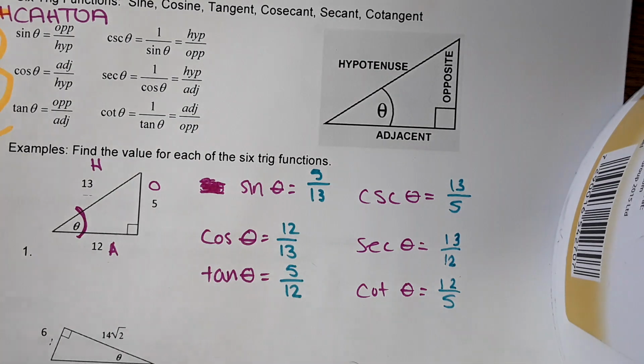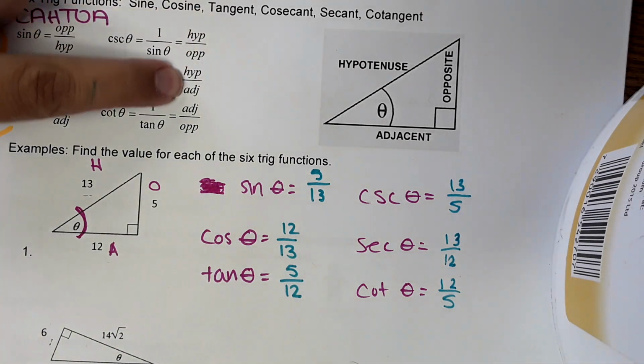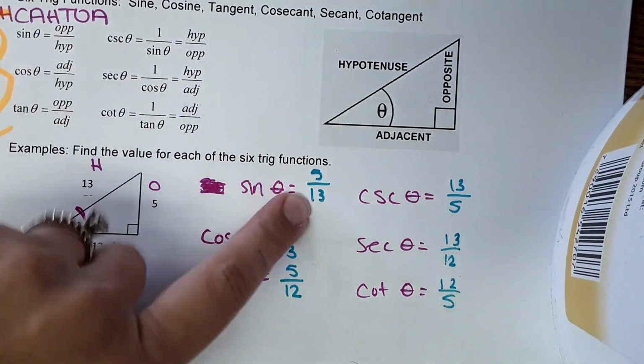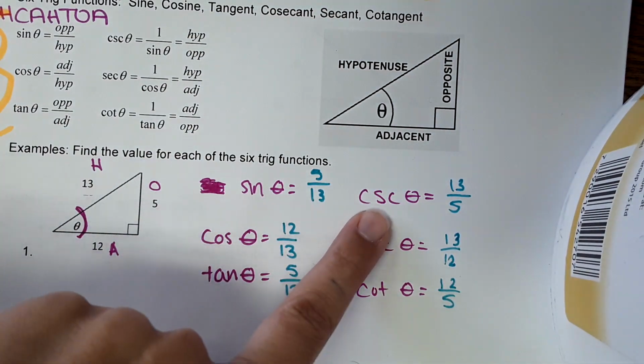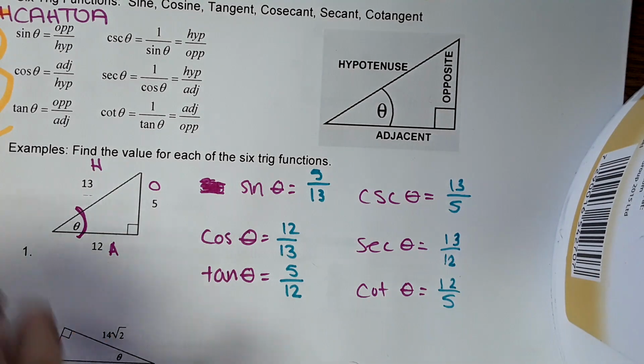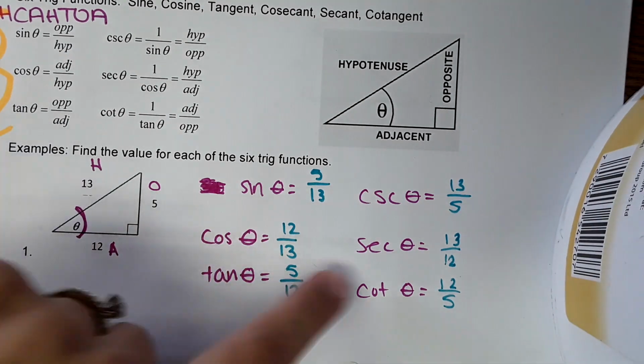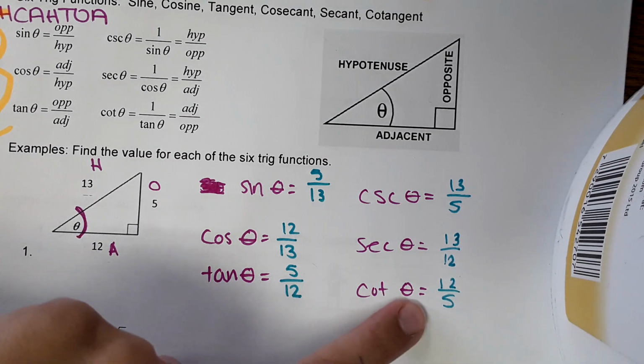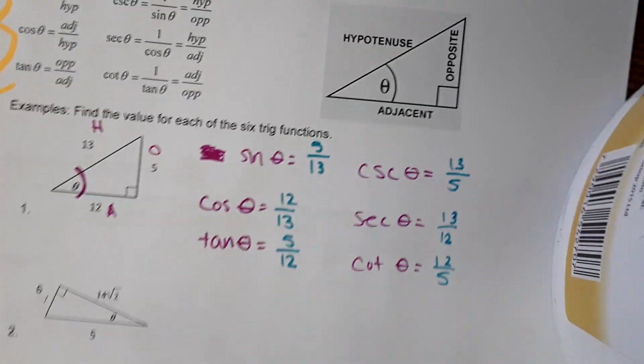And then you might also notice, like I was showing you, it would be the opposite. So if this is 5 over 13, then cosecant would be 13 over 5. Or cosine is 12 over 13, so secant would be 13 over 12. Tangent 5 over 12, so cotangent is 12 over 5. You're just flipping that fraction.